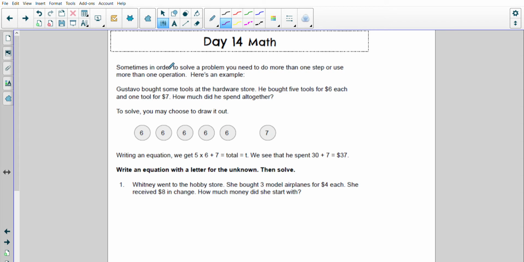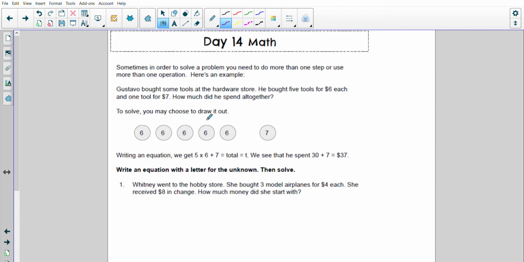So it says sometimes in order to solve a problem, you need to do more than one step or use more than one operation. So, for example, Gustavo bought some tools at a hardware store. He bought 5 tools for $6 each and 1 tool for $7. How much did he spend altogether?